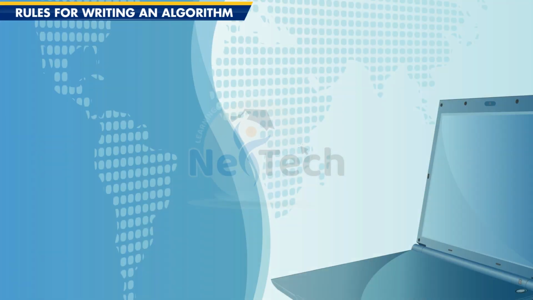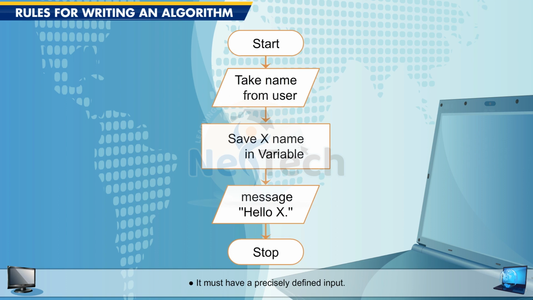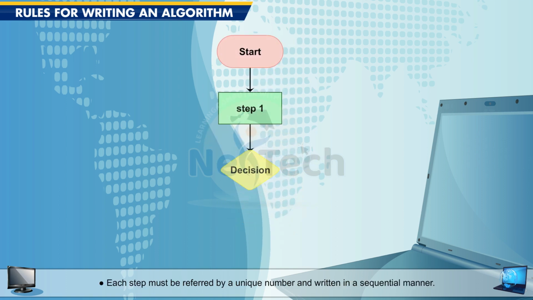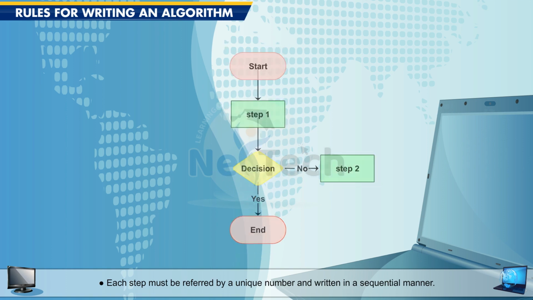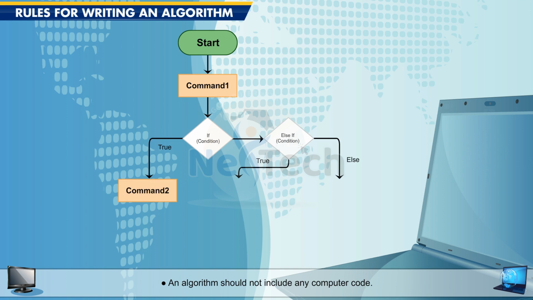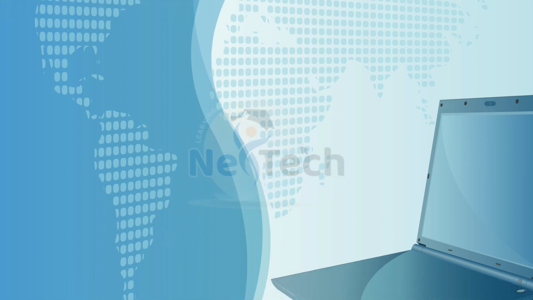Rules for writing an algorithm. An algorithm must be written in an English-like language. The language must be simple and easy to understand. It must have a precisely defined input. Each step must be referred to by a unique number and written in a sequential manner. An algorithm should not include any computer code. It must have a well-defined starting and ending point.